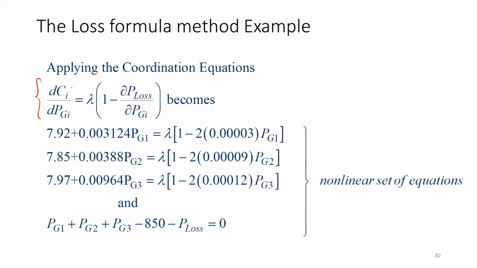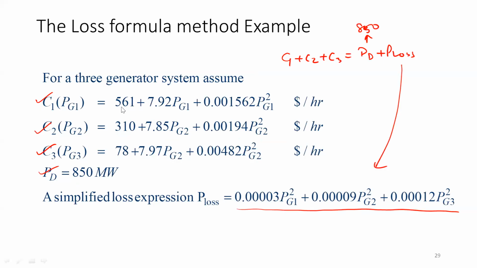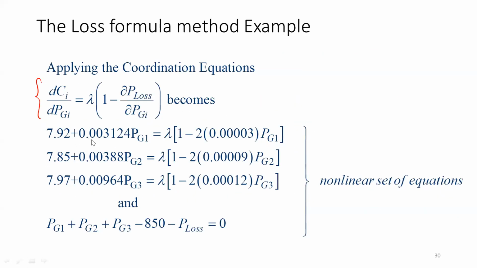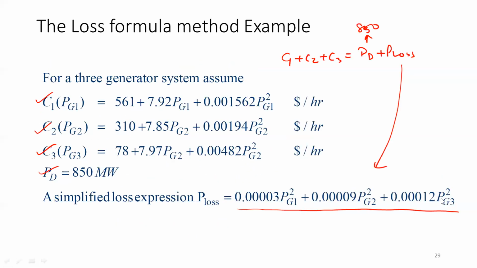On the left hand side, you have to find the derivative of dC1 with respect to dPG1. If you do that, how much will you get? The constant term will become 0. You will get 7.92 plus a term multiplied by 2 into PG1. On the right hand side, you have lambda, you have 1 minus dP_loss by dPG1, so you have your expression for P loss.